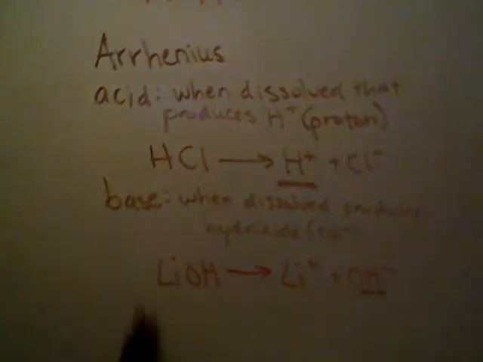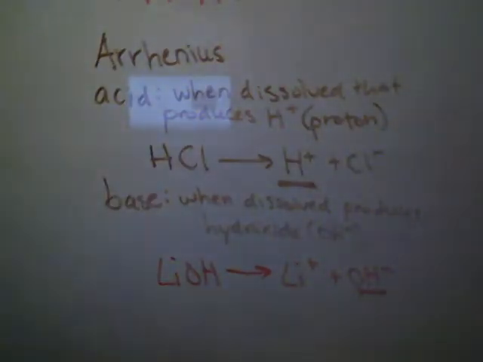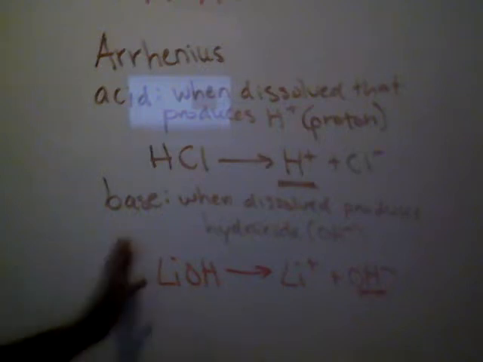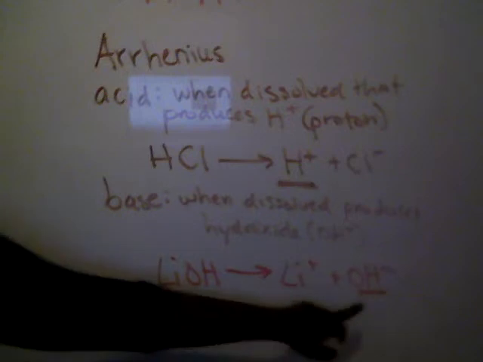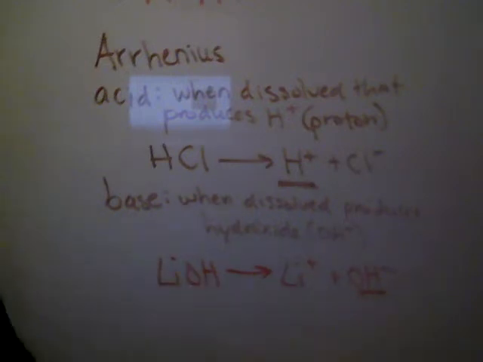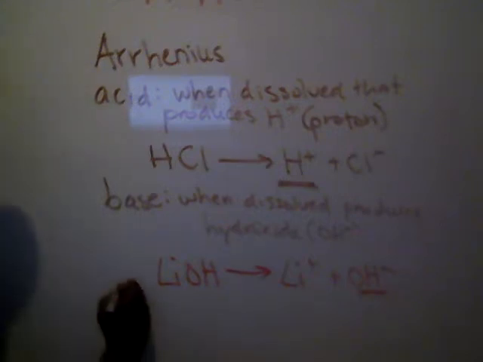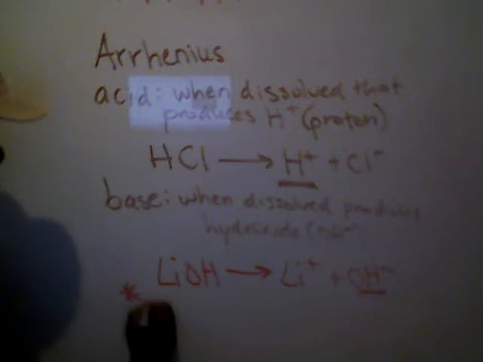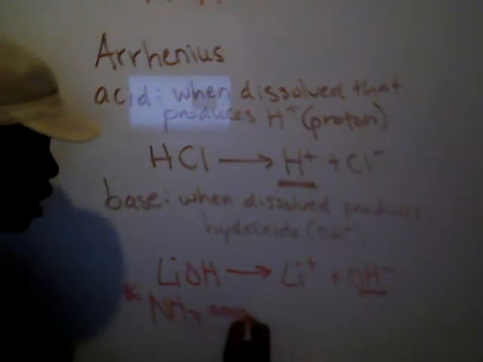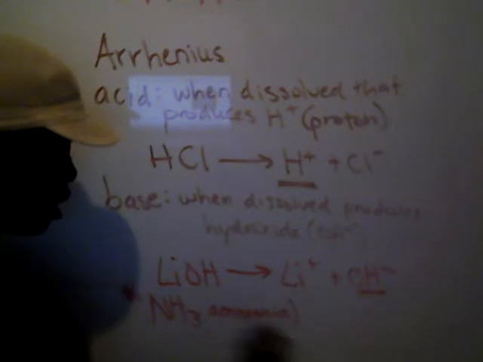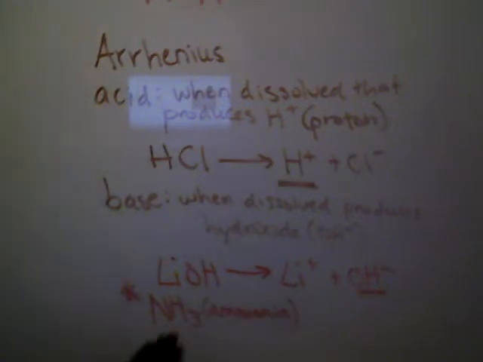This is generally true, but it's not always true. Most bases, not all, do have hydroxides. So when we dissolve them, it makes sense that they're able to produce hydroxides floating around in the solution. One example of a base that does not have hydroxide, and they will definitely ask this on quizzes and tests, is NH3. This is ammonia. Ammonia is an example of a base that does not have hydroxide.